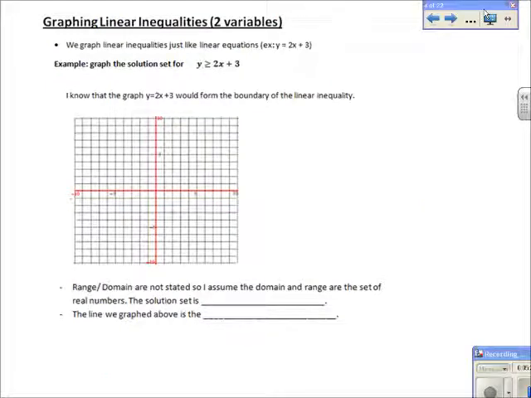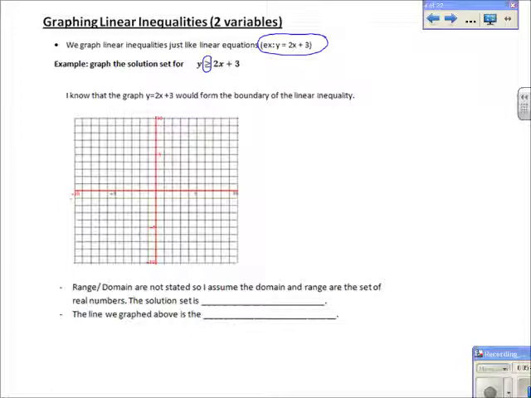Okay, so let's look at how we can graph linear inequalities in two variables. Again, a linear inequality in two variables looks a lot like a regular linear equation, something like the linear equation y equals 2x plus 3. Below, I see that I have a linear inequality. I know it's an inequality because I have an inequality sign right there. So it tells me that y is greater than or equal to 2x plus 3.